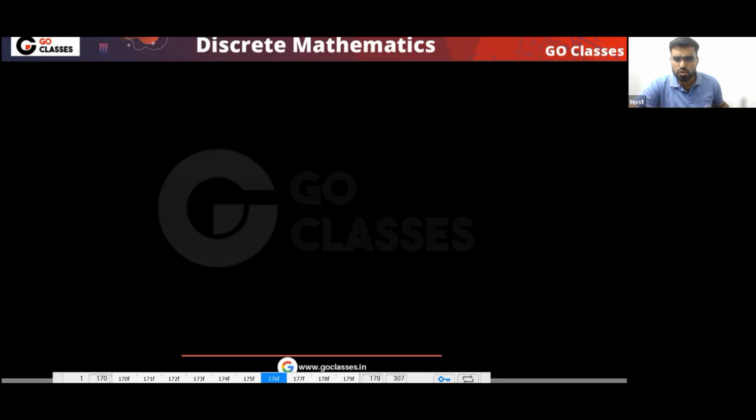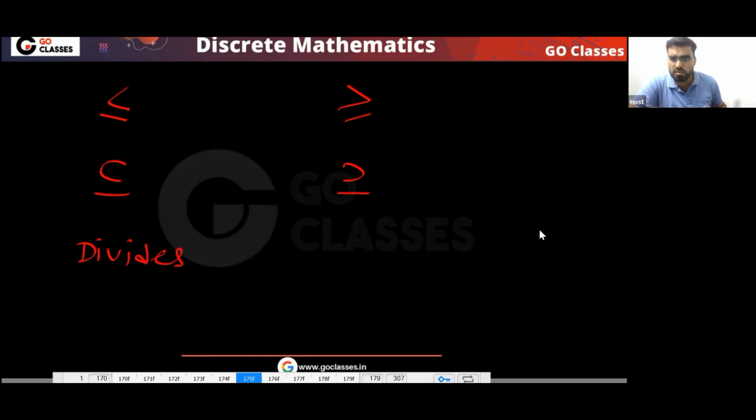Okay, so these are some standard relations. Similarly, if you remember, less than or equal to is also a partial order relation. This divides is a partial order relation. So what should I write here? Which other relation is partial order? That is multiple.